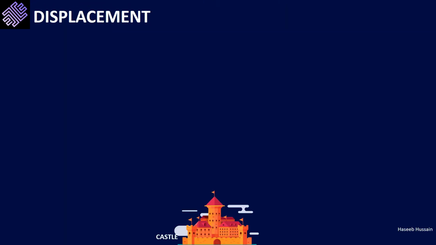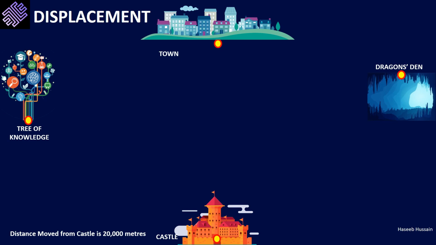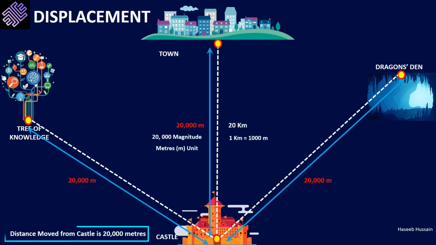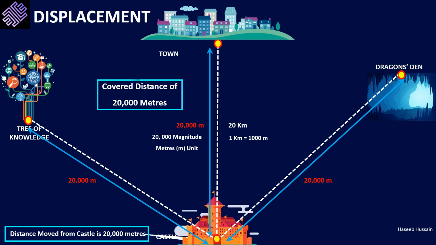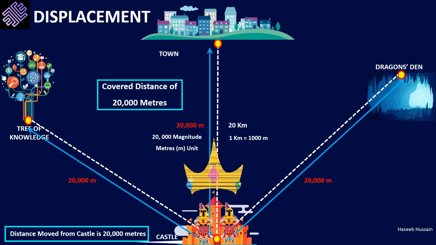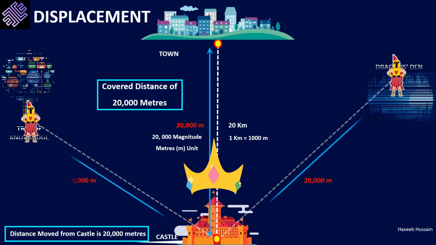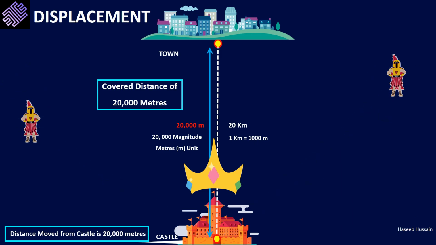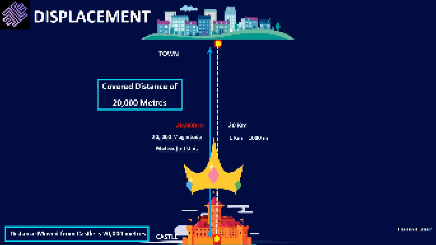We discussed how the Tree of Knowledge, Dragon's Den, and Town all lie the same distance of 20,000 meters from your castle. This caused confusion when you are told that the distance moved from the castle is 20,000 meters. You do not know if you are moving towards the Tree of Knowledge, Dragon's Den, or the town. As the high and mighty ruler, you don't like confusion, so you send your army who destroy both the Tree of Knowledge and the Dragon's Den. This leaves only the town, which is at a distance of 20,000 meters directly north.